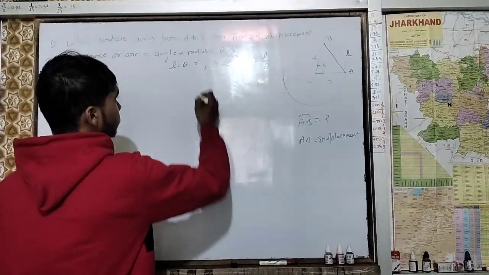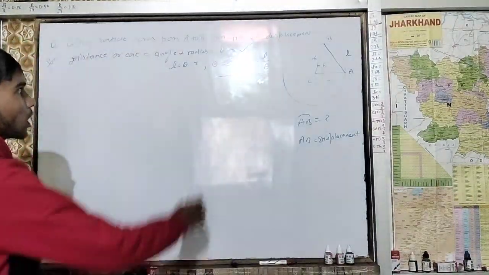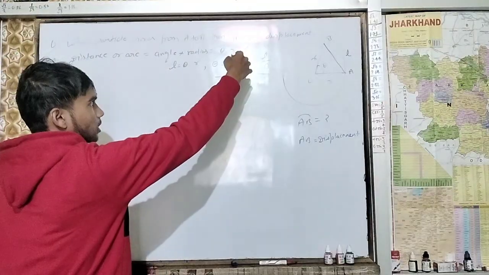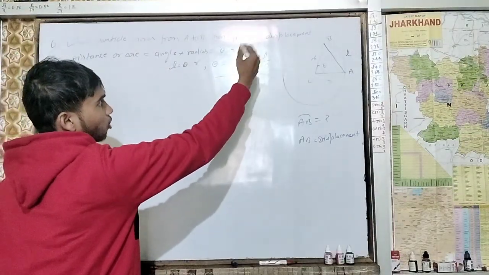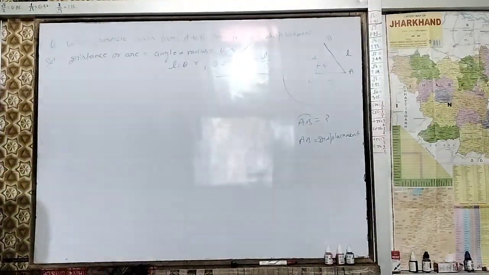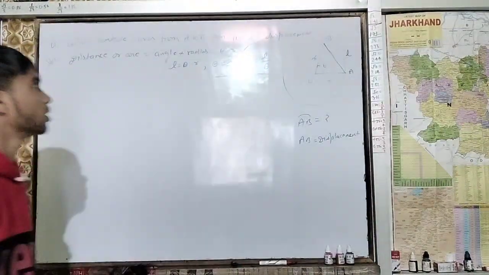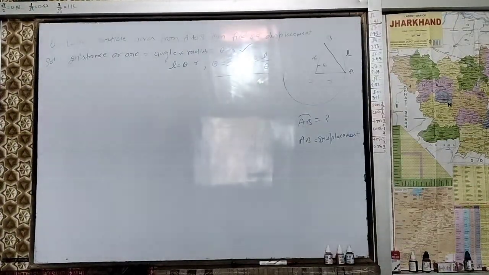These two things came from here. To calculate theta, you can write L upon r. To calculate the radius, L upon theta. To calculate L, theta multiplied by r. So the theta and the radius will give you the length of the arc.